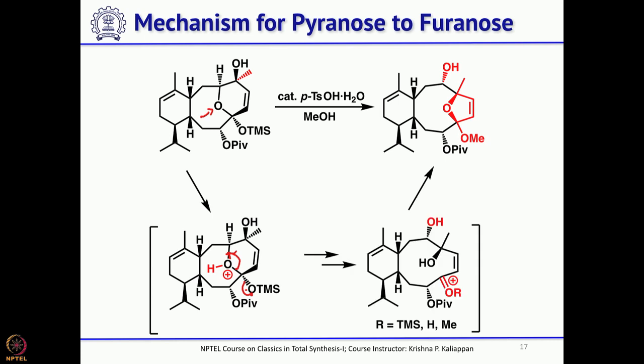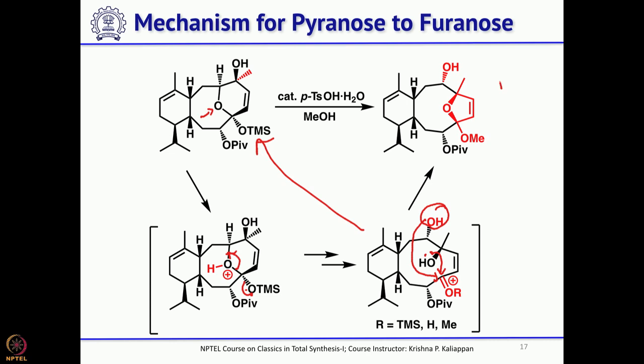So what you get is this oxonium ion. Now, if this hydroxyl group attacks back, you get the same pyranose ring. Whereas, if this tertiary alcohol attacks this carbonyl, then you will get the furanose ring, isn't it? So that is what happens. Here the tertiary alcohol attacks the oxonium ion carbon to get the 5-membered ring.